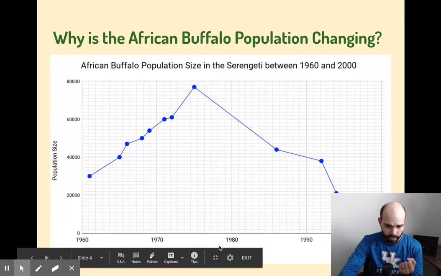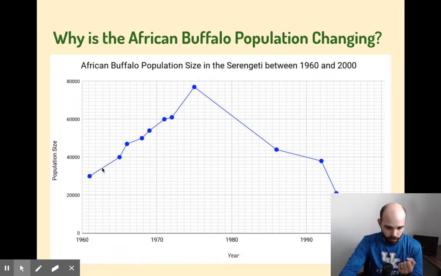Well, this is telling me the year and the population size of the African buffalo. So you'll see in 1962 all the way up to about 1975, the population of the African buffalo was increasing pretty dramatically, very quickly. And then it peaked in 1975, and then something happened. And suddenly the population just started declining rapidly all the way until the year 1998. There was an ever so slight increase between 1998 and 2000.